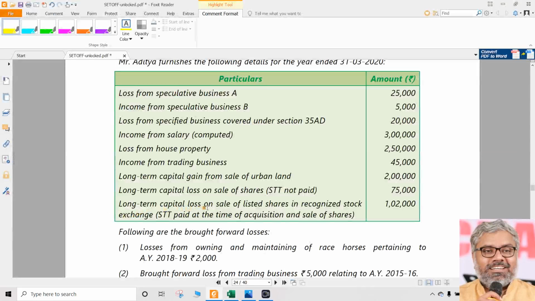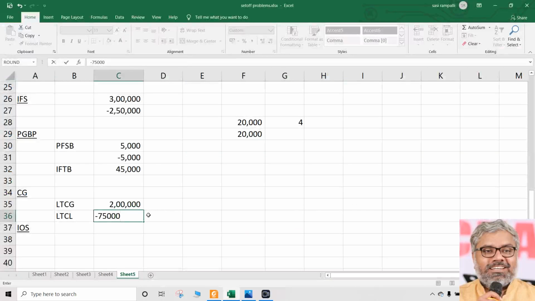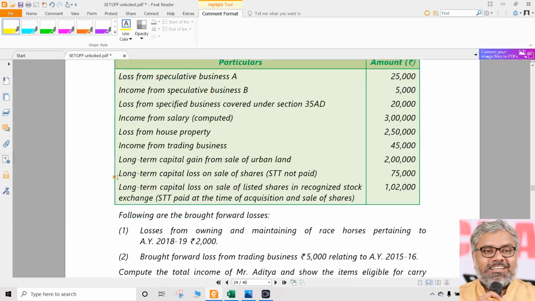But not only that, there is another long-term capital loss on the sale of listed shares on a recognized stock exchange, STT was paid, that is 1,02,000. Can that be set off also? Yes, because once again, long-term capital loss can always be set off against long-term capital gain. No problem in that. But the reverse is not possible. But a question comes here. This is a common point.